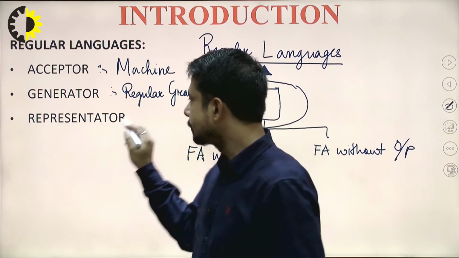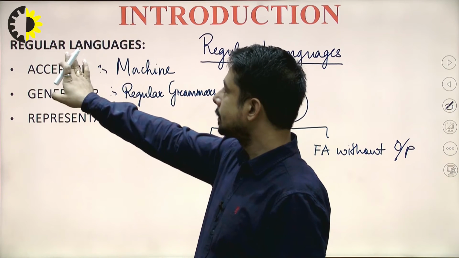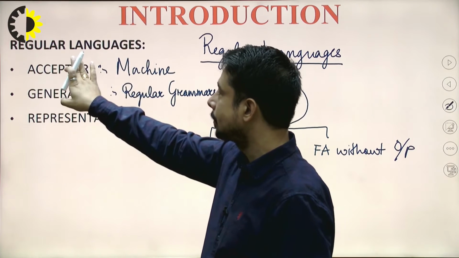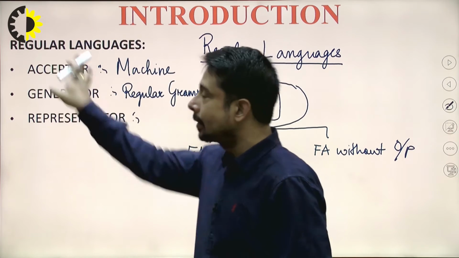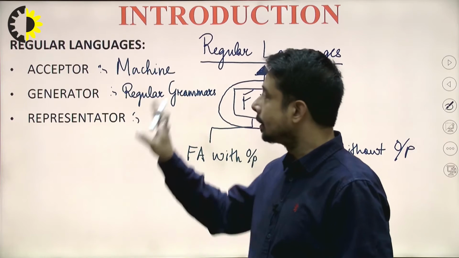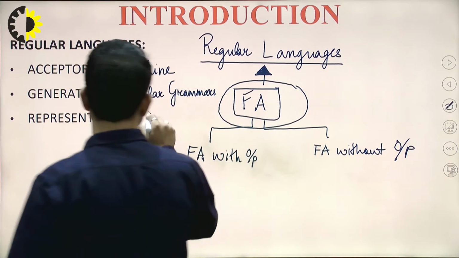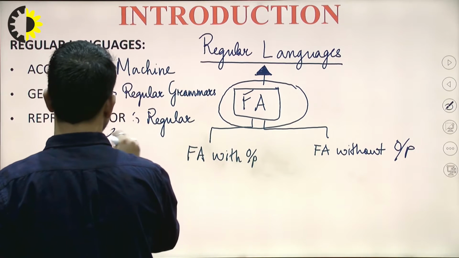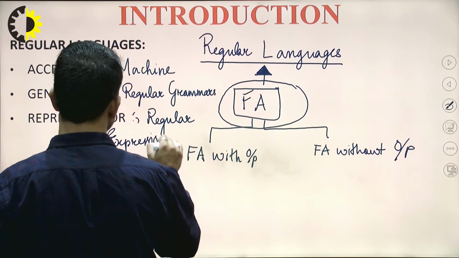Then the next concept is the representator. Definitely we have tried to understand the language. Based on that, we have designed a machine which will accept the language strings, and then we have tried to get a grammar which will generate the strings. And then there is another way of representing those strings, known as regular expressions, which is the hot topic of today's session and also of unit number 2.